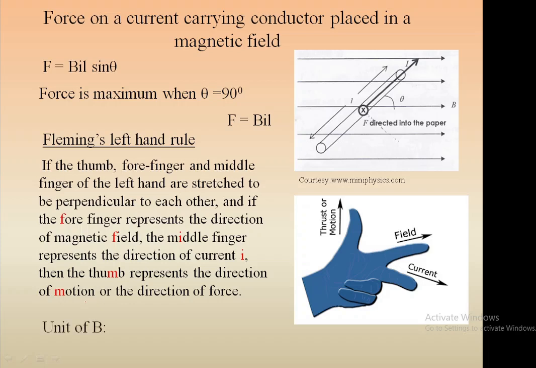From this expression, F is equal to BIL or F is equal to BIL sin theta, we can find another unit of the magnetic field. We know the maximum value of the force is F is equal to BIL. From that, B is equal to F by IL. Using this relation, the unit of the magnetic field is Newton per ampere meter, because it is F divided by IL. This is another unit of magnetic field that we can obtain from this relation.